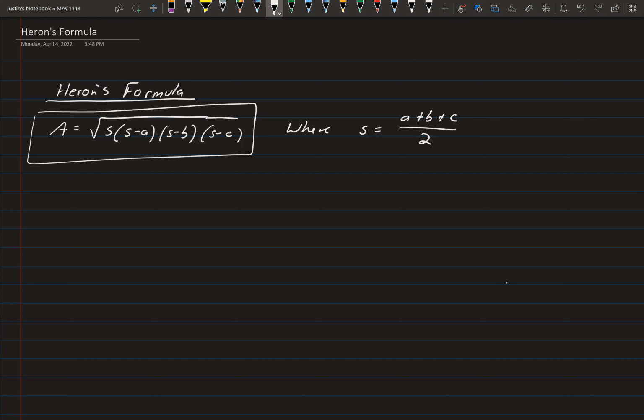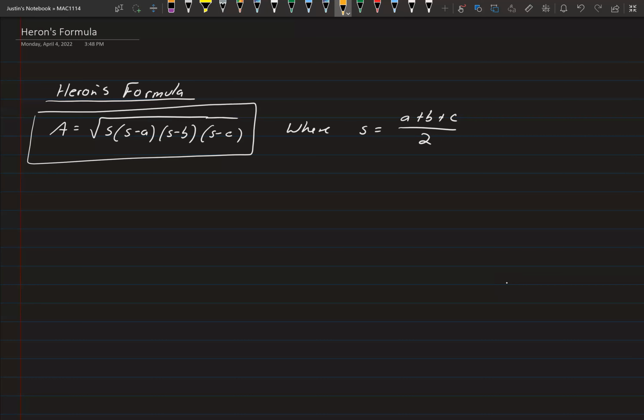So Heron's formula is a way for us to find the area of an oblique triangle. Now it's easy enough if we have a right triangle. It's just 1/2 base times height. That's pretty simple. But Heron, who was an ancient Greek mathematician, was able to come up with a method to find the area of a triangle that relies only on the lengths of its sides. Doesn't matter what the angles are. It could be an oblique triangle, no right angle present. Pretty neat.